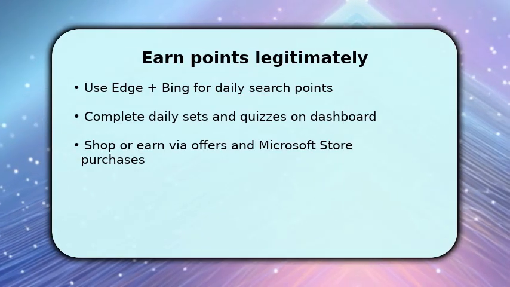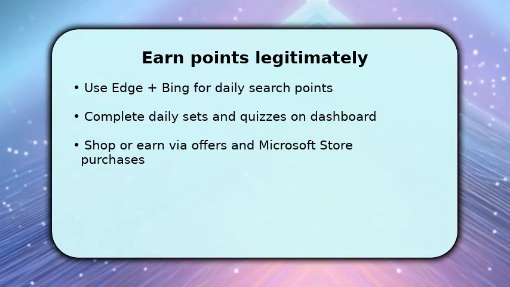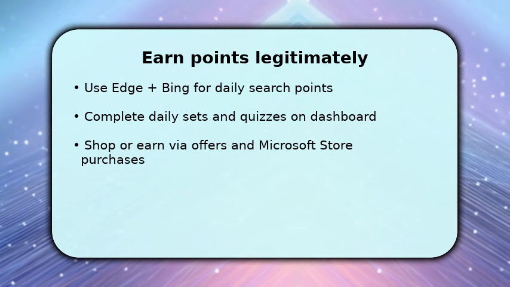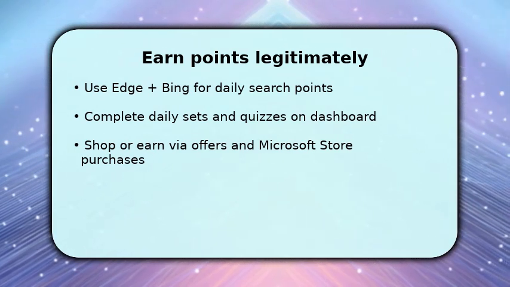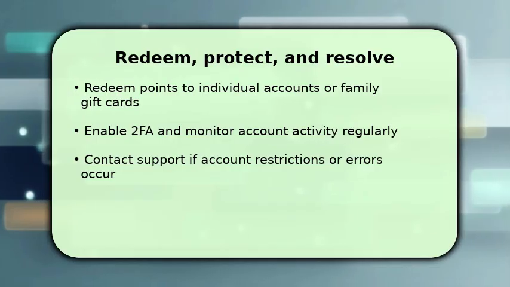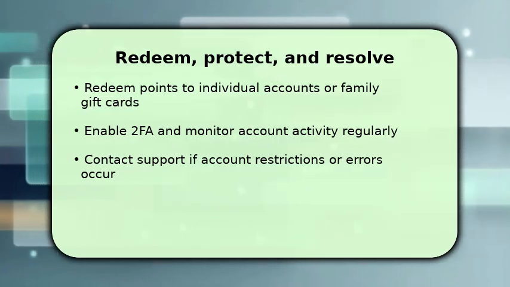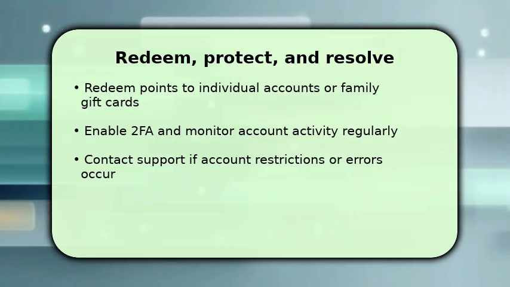Track progress from each account's dashboard, prioritize higher-value redemptions, and stagger activity times to match normal human usage rather than automated bursts. Finally, redeem each account's points into eligible rewards or family gift cards, making sure redemptions follow program rules. Protect accounts with two-factor authentication and review sign-in activity so you can spot problems early.